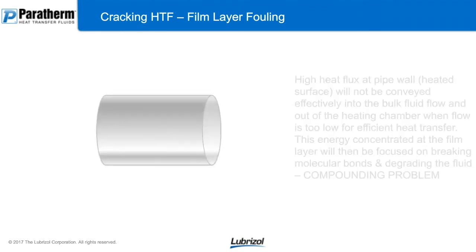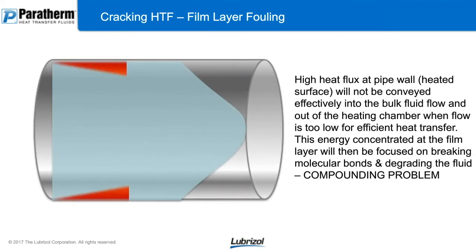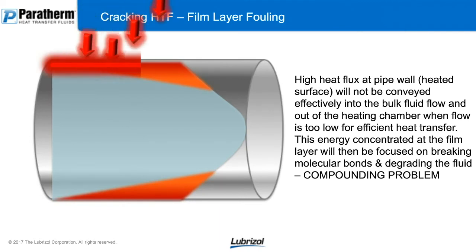You get high heat flux at your pipe wall, which is your heated surface. That flux is not being conveyed effectively into the bulk fluid because you're in laminar flow. Therefore, it's not moving out of the heating chamber with efficient heat transfer. So that energy is concentrated at the film layer and is going to be focused on breaking molecular bonds, degrading the fluid at that high area of heat, compounding the problem even further.